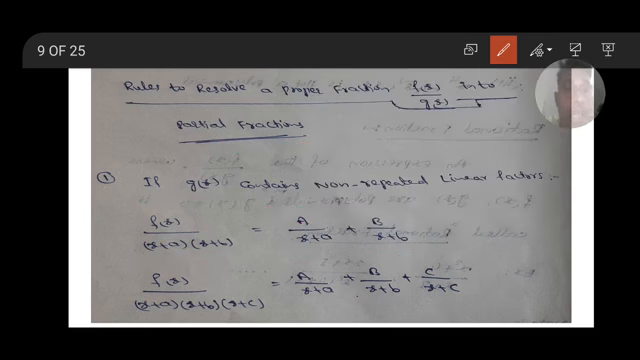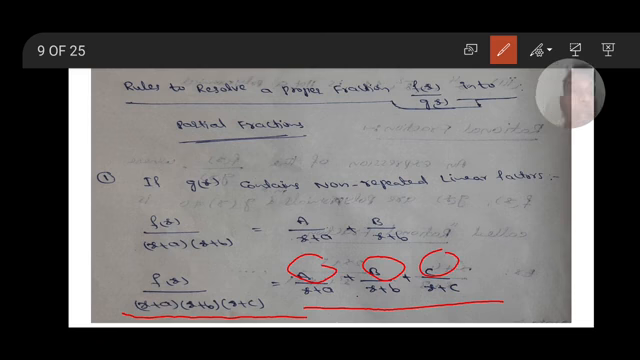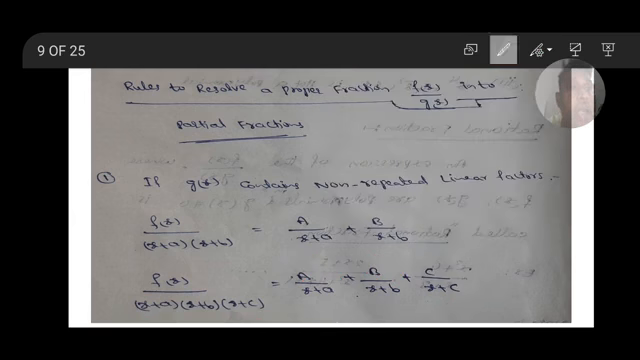Okay, next is the third one. If there are 3 factors in the denominator, f of x by x plus a into x plus b into x plus c, 3 non-repeated linear factors, then it can be expressed as A by x plus a plus B by x plus b plus C by x plus c. For each linear factor, one constant, and we have to calculate capital A, capital B, capital C in the problems. I will explain in the problems how to calculate. This is the first case: g of x contains non-repeated linear factors.